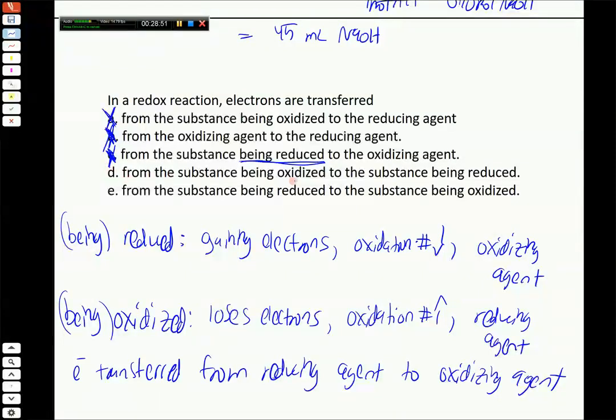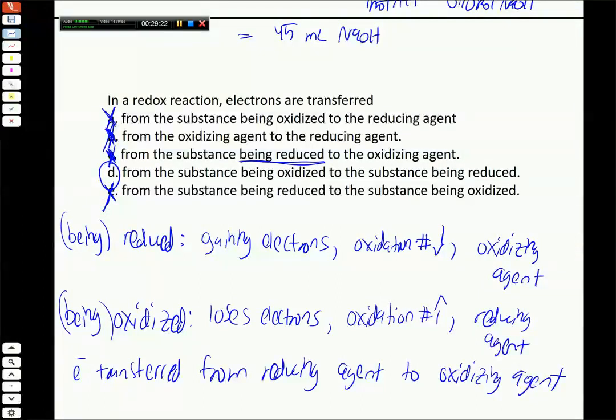From the substance being oxidized, the one that's losing its electrons, to the substance being reduced. This one looks like it's the correct one. Whenever you have electron transfer, the substance that's being oxidized gives one or more of its electrons to the substance that's being reduced. So choice D is correct. Choice E, from the substance being reduced to the substance being oxidized, is the opposite, so that one's wrong also.